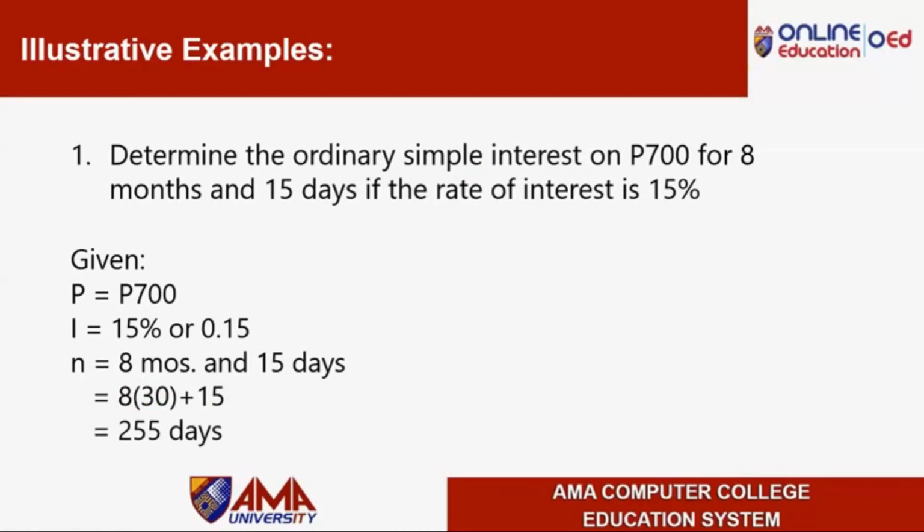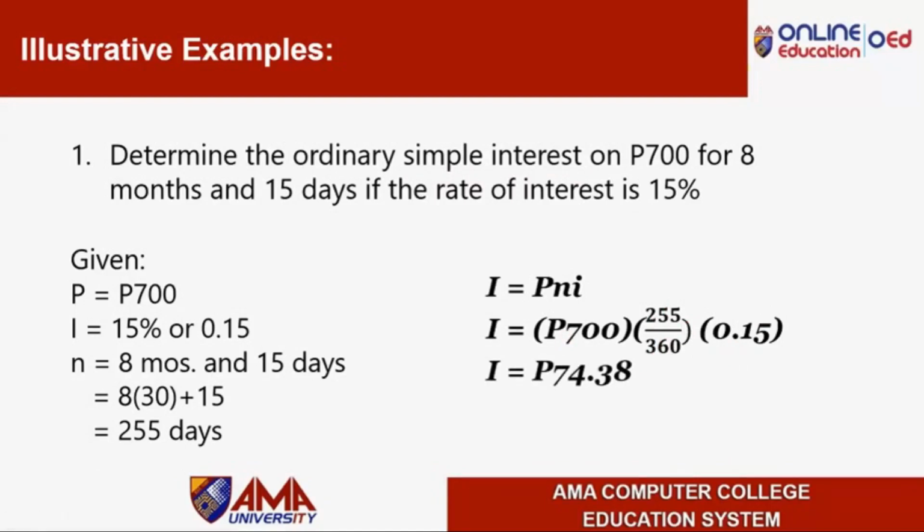Then we'll be using the formula. Since we're looking for the interest, I is equal to P times N times i. Then substitute the values. P is equal to 700, then your days is 255 divided by 360 because this is again simple interest. So 700 multiplied by 255 divided by 360 multiplied by 0.15, or 15%. So our interest is 74.38.